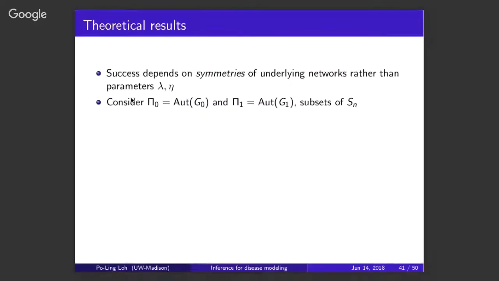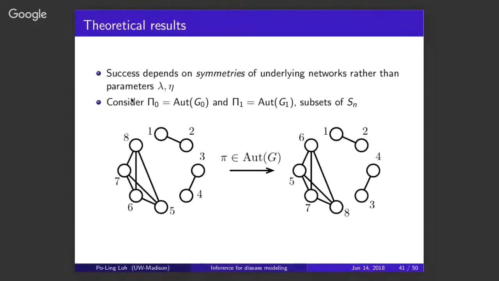So our theoretical result really depends on something that has to do with what these graph topologies look like. And in particular, it has to do with automorphism groups of the graph. So let me remind you what an automorphism is. A graph automorphism is a permutation of the nodes in a graph that preserves connectivity of edges.